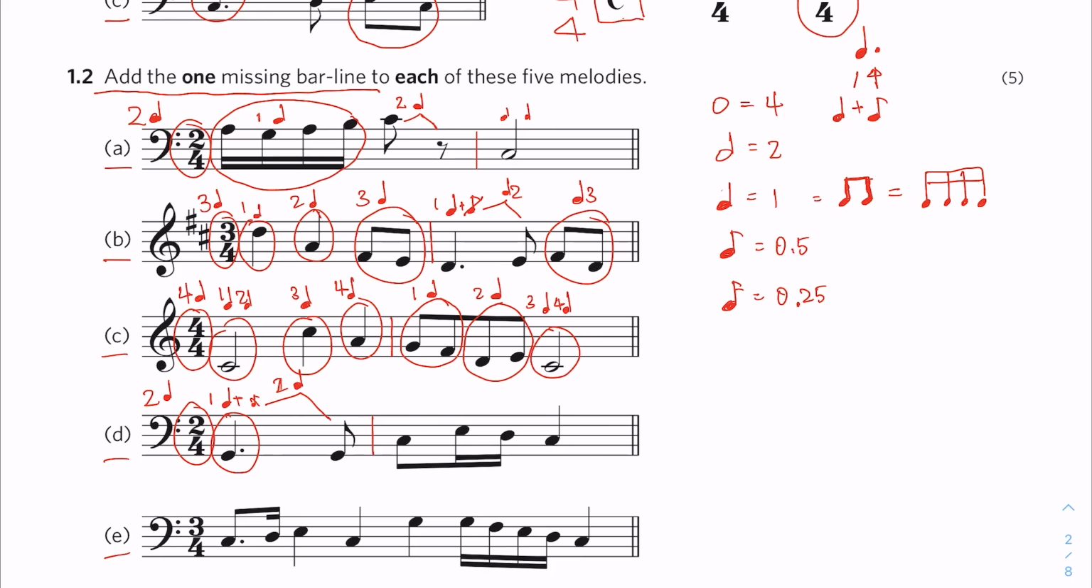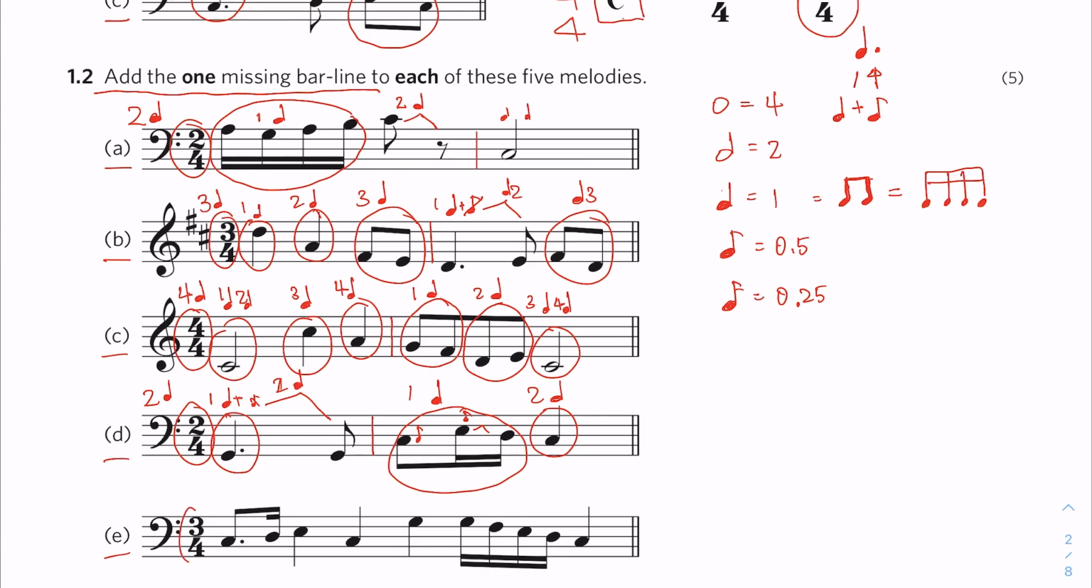Now check the rest. So what do I have here? Okay, so this one is a quaver. These 2 together is a quaver. Together, this is a crotchet. This is a crotchet itself. So 1, 2 is correct.